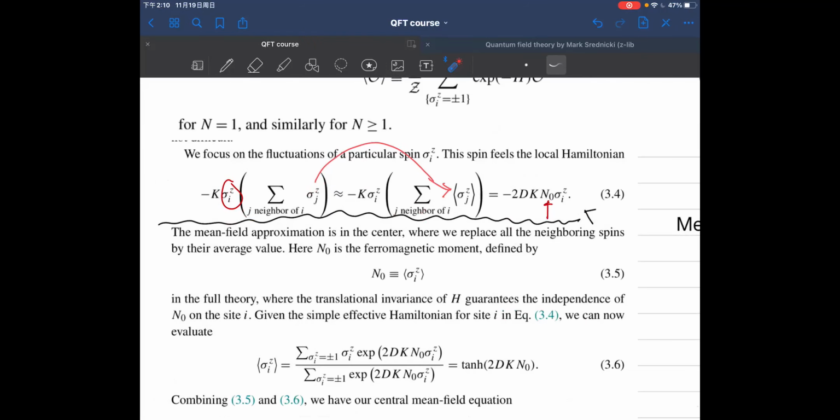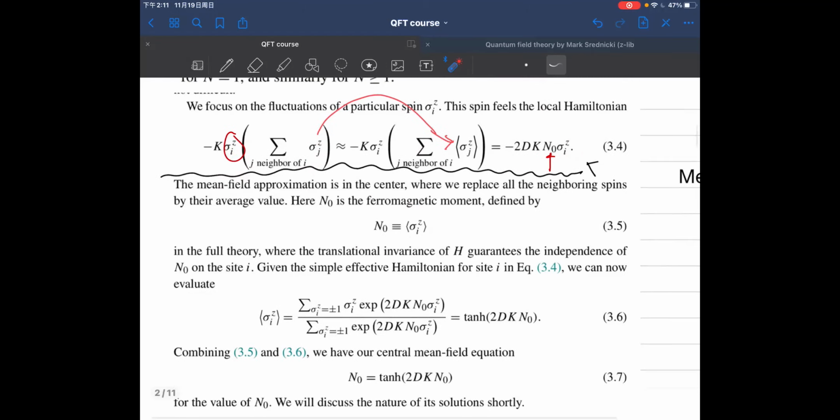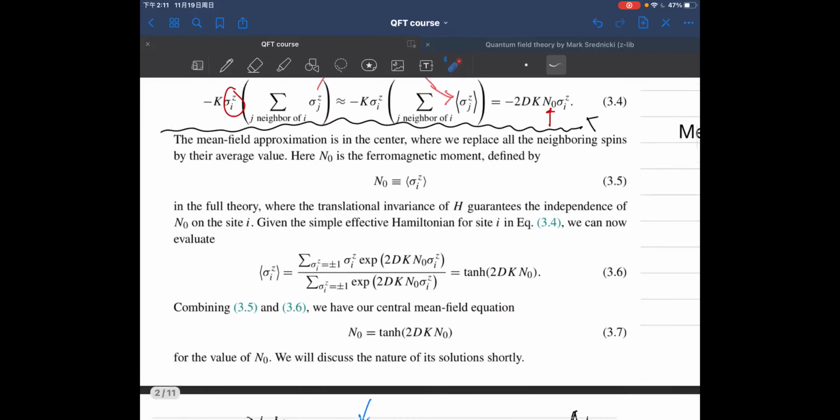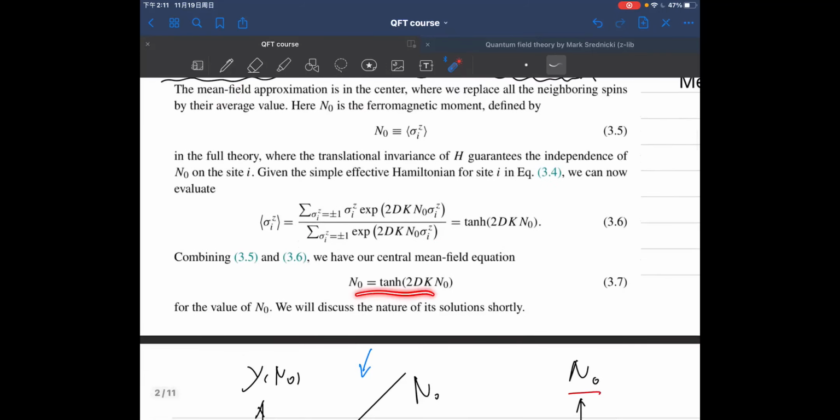Okay, that's great. Then we can calculate it. We just replace its neighborhood with a mean field parameter. Then we need to solve the self-consistent equation, which means that we use this as a mean field Hamiltonian and calculate the spins' average. Then we get this equation. Then we solve the equation.